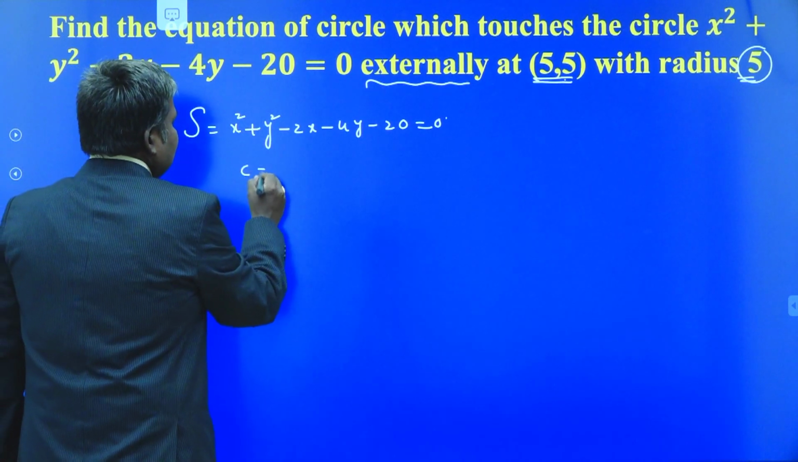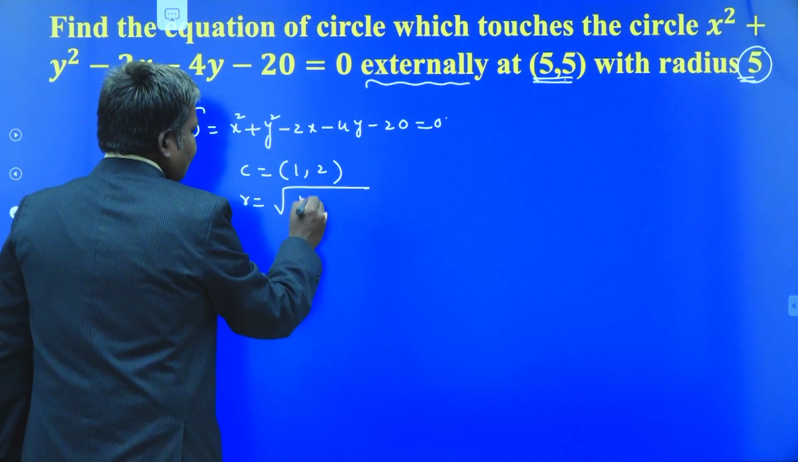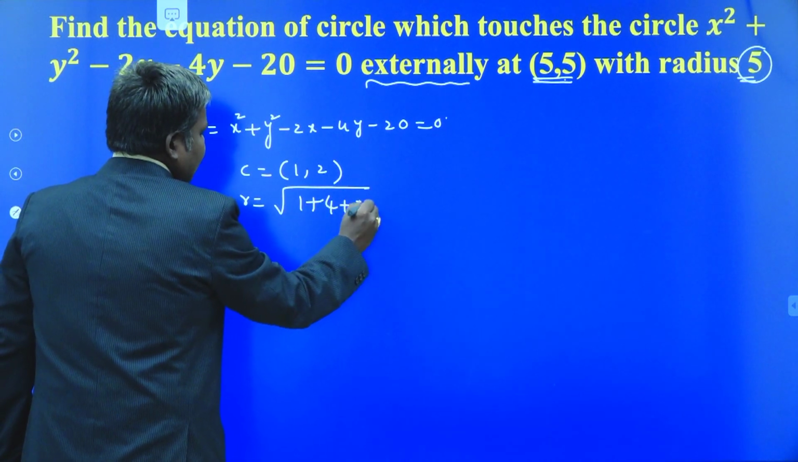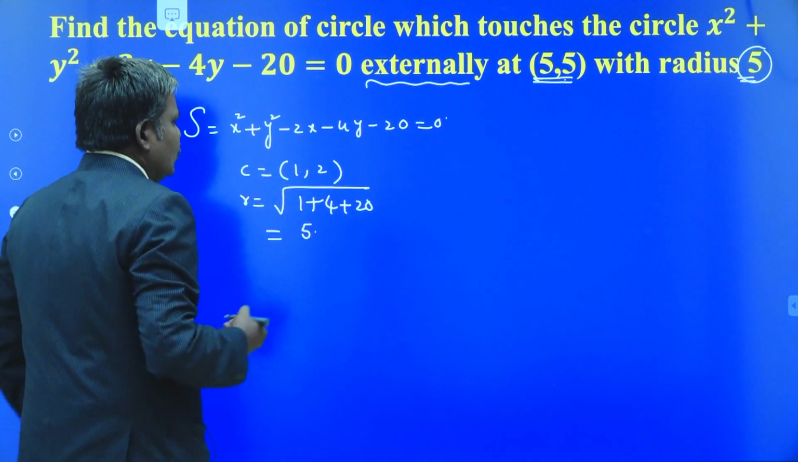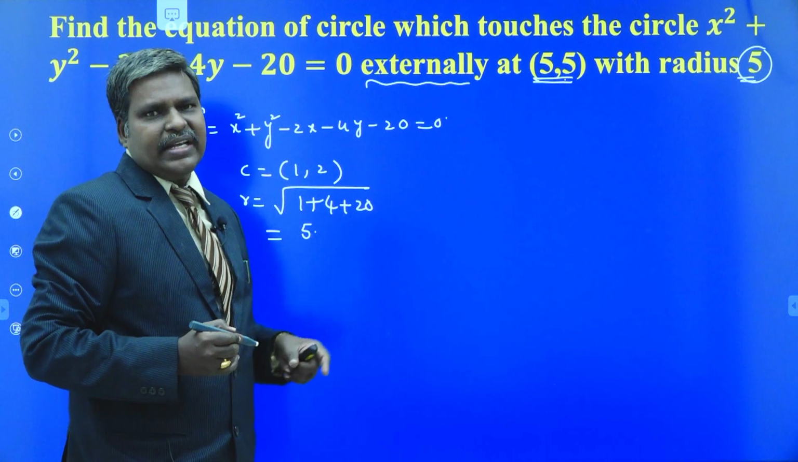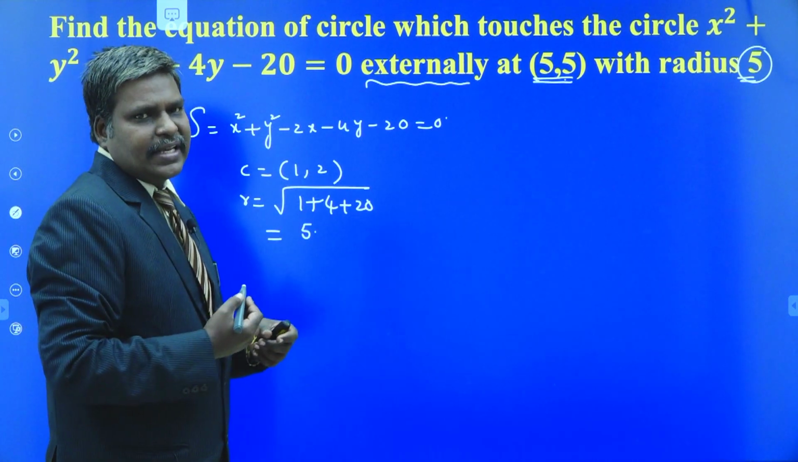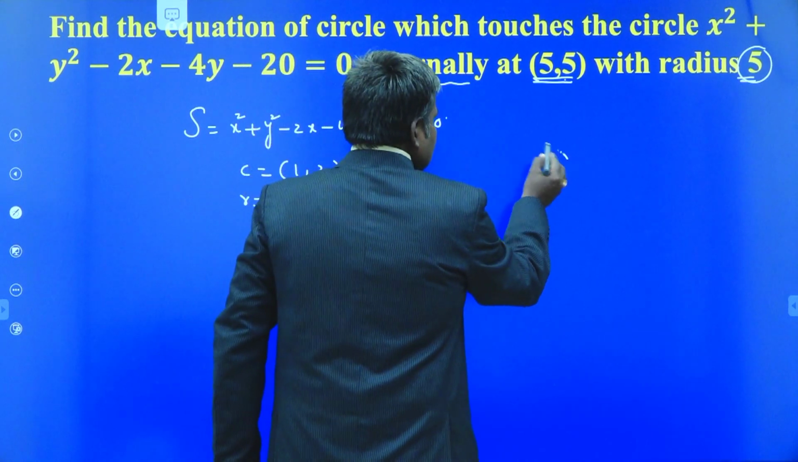What is the center of the circle here? (1, 2). What is its radius now? Root of 1 plus 4 plus 20, that is equal to 5 units. So the radius of the given circle is itself 5 units and the required radius is also 5 units. Both are equal circles touching each other externally. So the diagram may be like this.